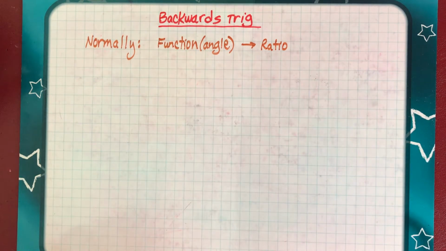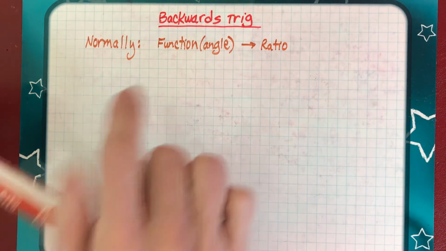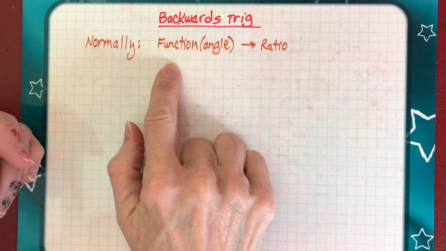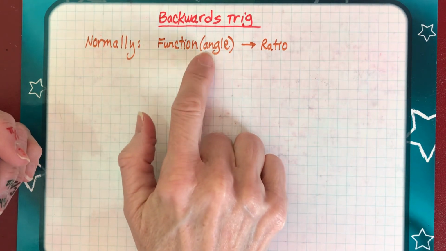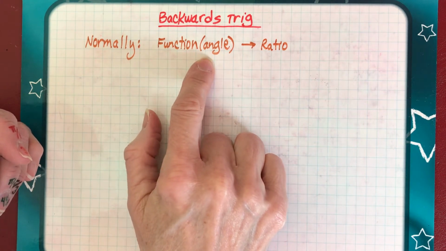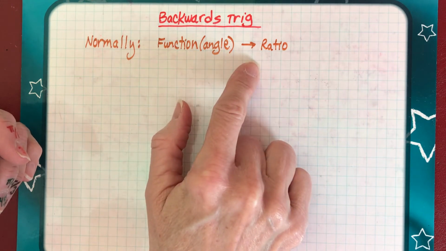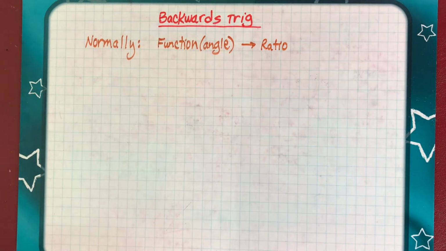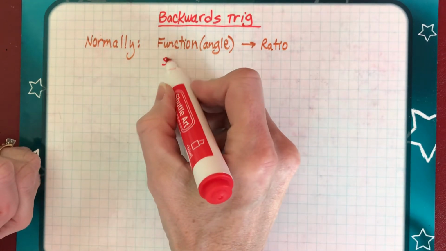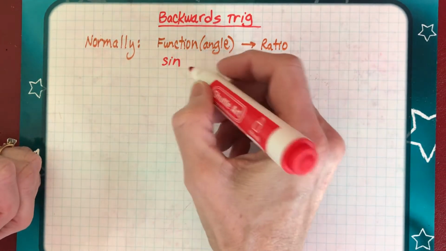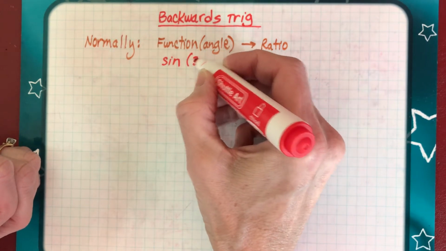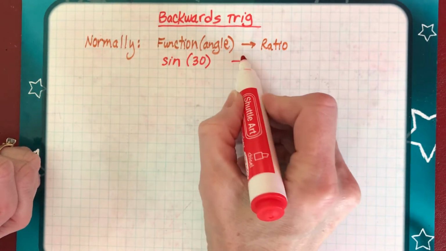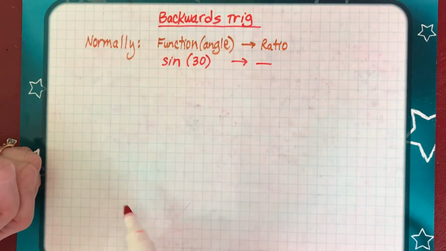Normally, when you solve trig problems, you are given a function of an angle and you're told what size that angle is, and then you find the ratio. So you might, for example, have one where it says the sine, that would be the function, the sine of, let's say, 30 degrees, and then you come up with the ratio, which is a fraction.